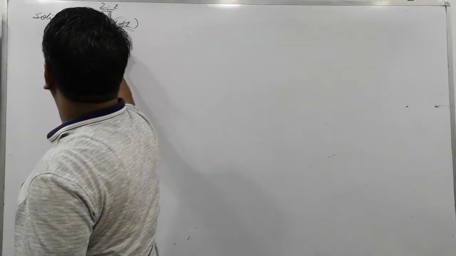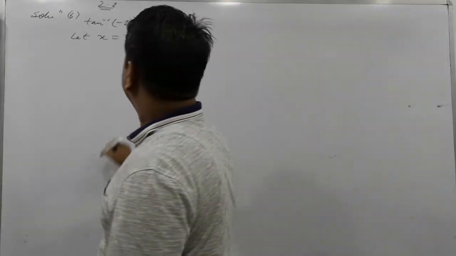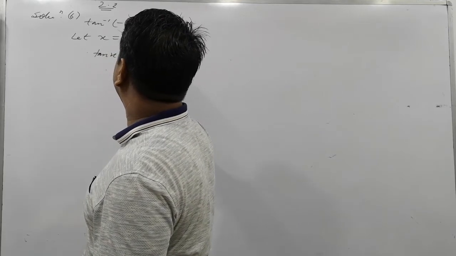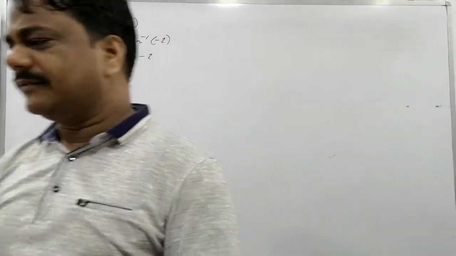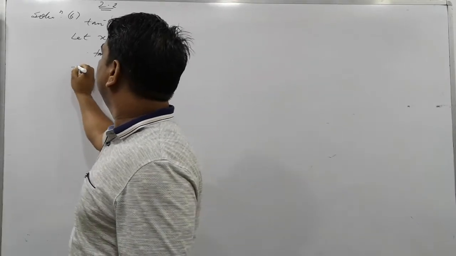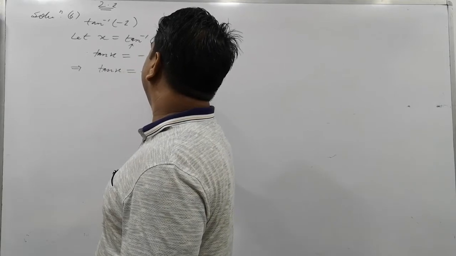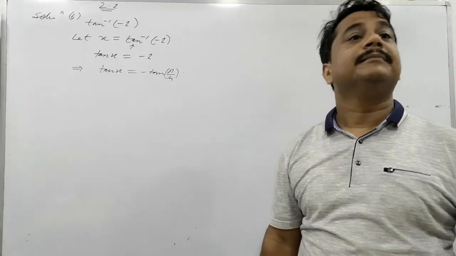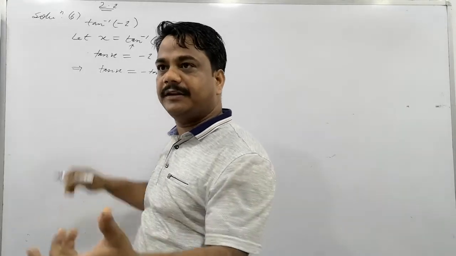Suppose the value is x, so x equals tan inverse of minus 1. Further, this can be written as tan of x equals minus 1. Obviously, the right side has the inverse function and the left side has the direct function. To solve this equation, tan of x equals minus tan of pi by 4. The tan function gives 1 at pi by 4, that is 45 degrees. But this minus cannot be resolved further like this.